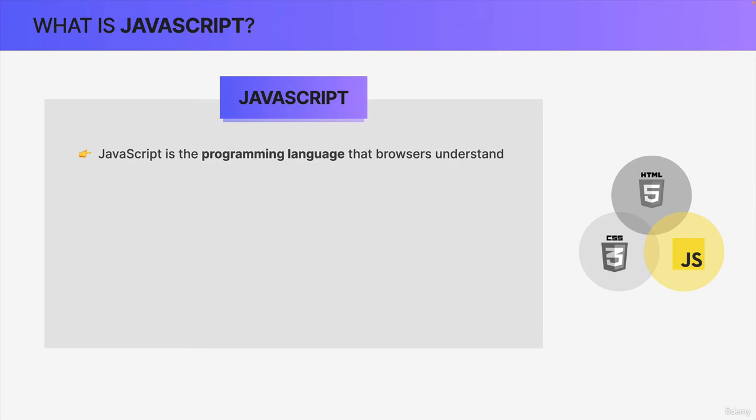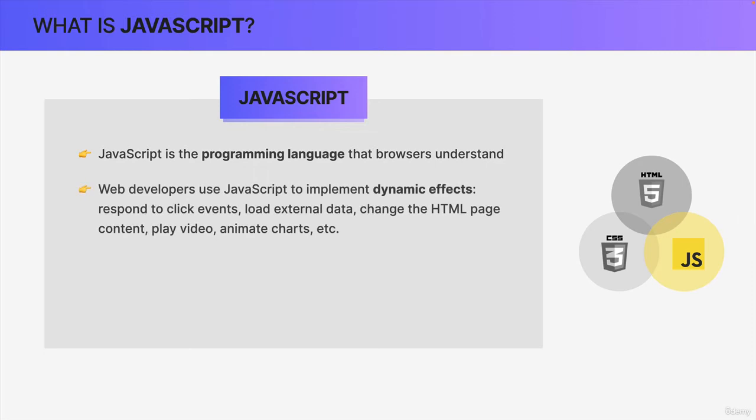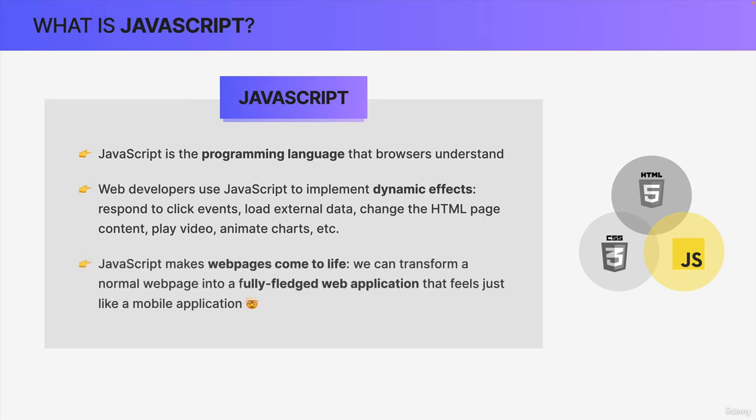Well, web developers can use JavaScript to implement dynamic effects, which are things such as responding to user events like clicks, loading external data, changing the content of the HTML page, playing video, animating charts, and many, many more things. So essentially, with JavaScript, we can make normal web pages come to life.